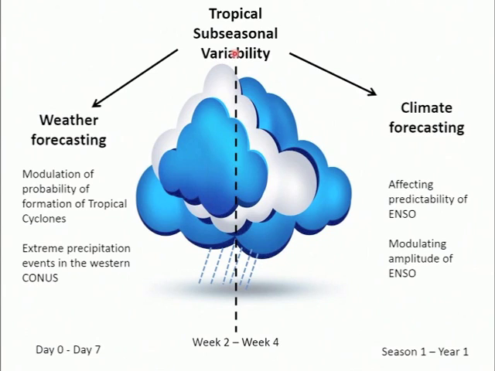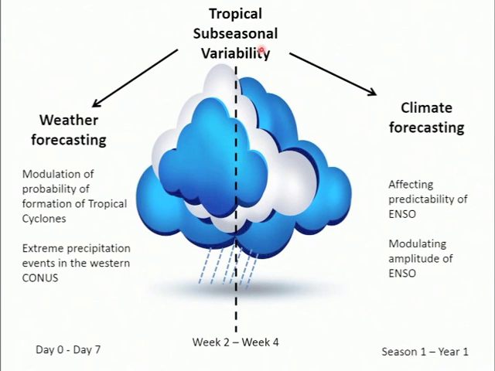So what is tropical subseasonal variability? It is oscillations, so it's variability with periodicities between weeks 2, 3, and 4. The importance of forecasting this subseasonal variability is not only for its own sake, as we know that it affects directly breaks in monsoons and things like that that have a direct impact on society, but also because, as mentioned many times in the literature, it modulates the probability of formation of tropical cyclones or extreme precipitation events in the western CONUS. And I will come back to the tropical cyclones at the end of my talk.